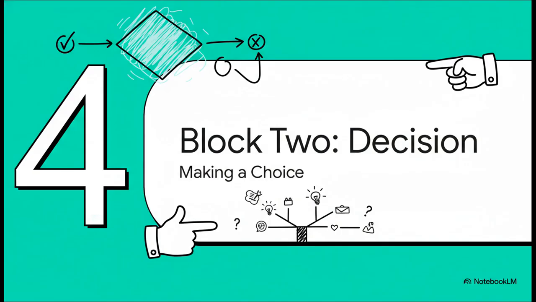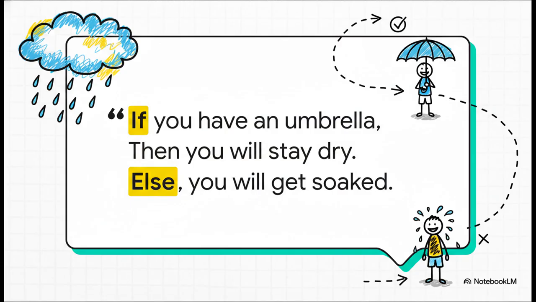Now for block 2. This is where programs start to get, well, a lot smarter. It's time to introduce the decision, which is also called selection. Life is just full of choices, and programs are too. This is such a perfect real-world example. Based on one simple condition, do you have an umbrella, you take a completely different path. This is the core idea of a decision.